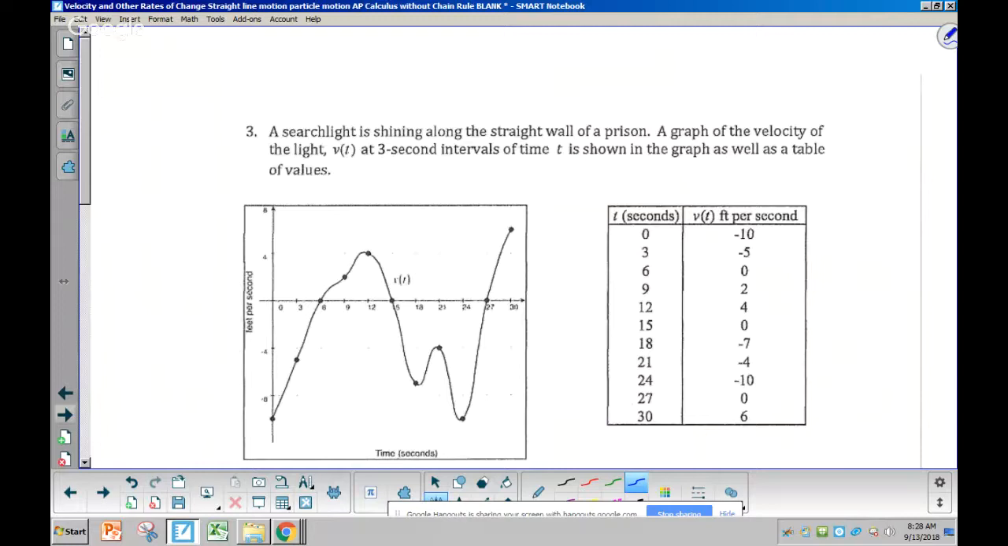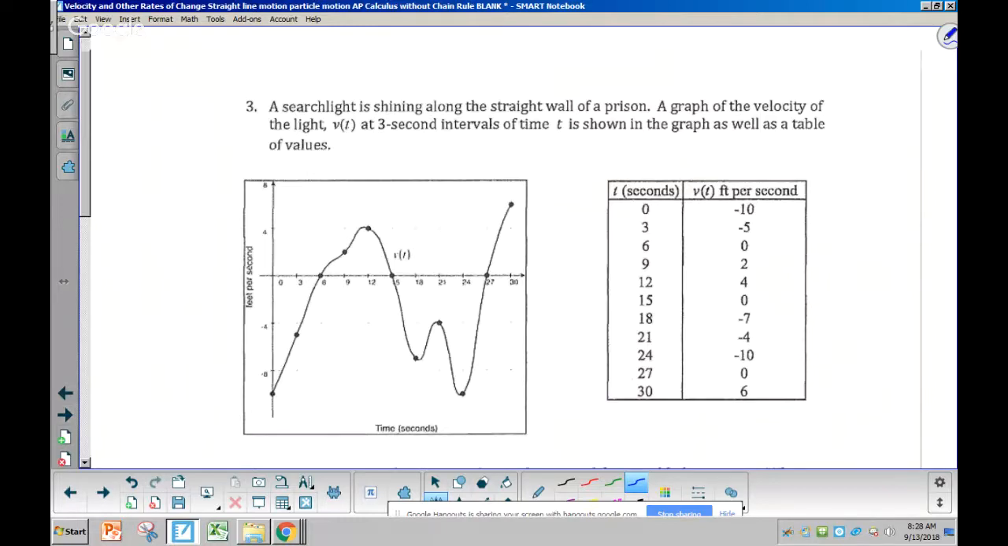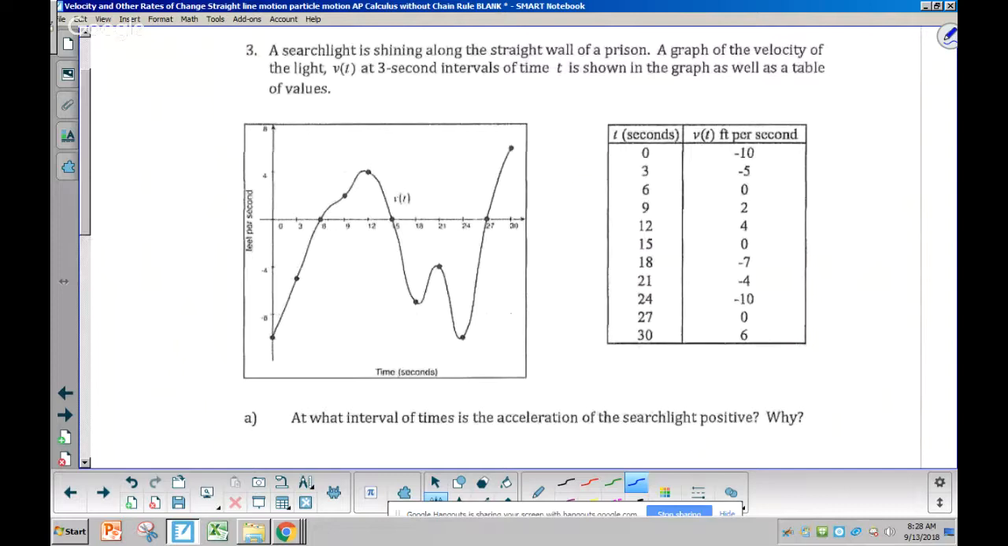A searchlight is shining along a straight wall of a prison. A graph of the velocity of the light, v of t, at 3-second intervals of time is shown in the graph as well as a table of values. So this is feet per second versus second. So this is what kind of graph? It's a velocity graph, but its slopes are acceleration. I like to put it in big letters so that I remember what I'm looking at.